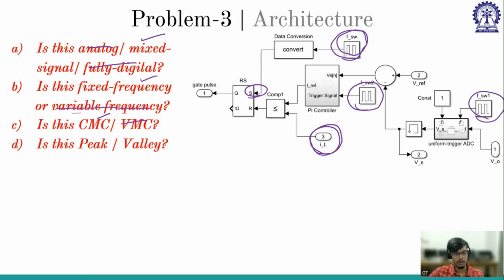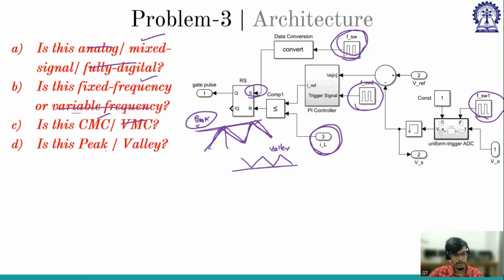Valley. So, no, trailing edge is not valley, right? Trailing edge is peak, right? In the peak, it is trailing. Understood? Valley means the inductor current is leading, right? So this is valley, and this is peak.